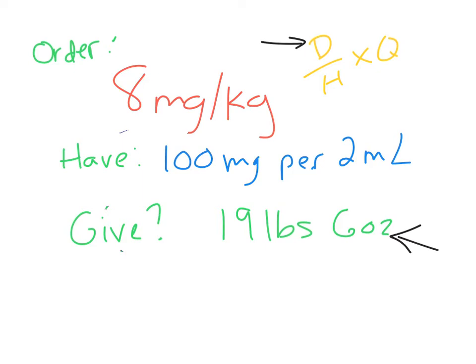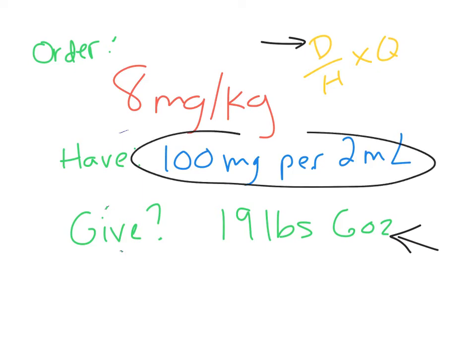So we already know our H and our Q. That's right here. Here's our H, or 100 milligrams, and our Q is 2 milliliters. So we know where that's going to go in that D over H times Q formula. Again, we're just trying to specifically figure out how much of a dosage this 19-pound, 6-ounce kid needs. So let's first turn that into kilograms.